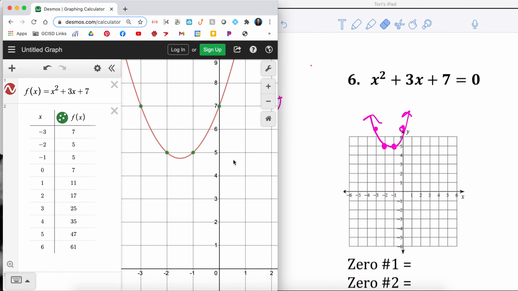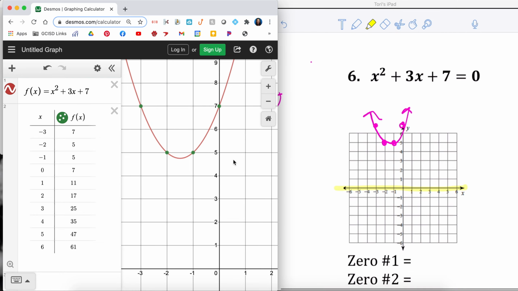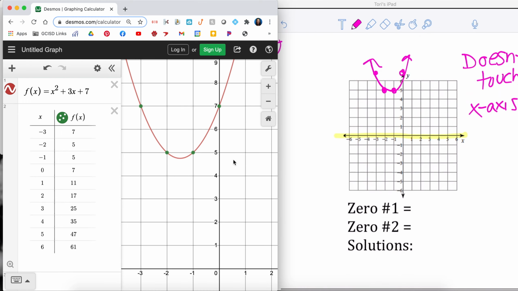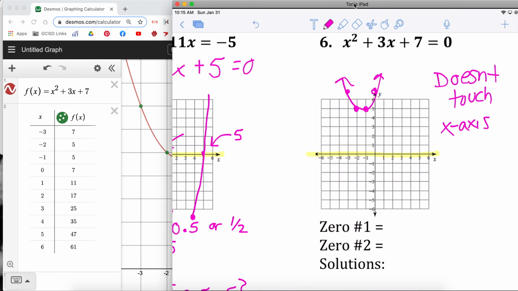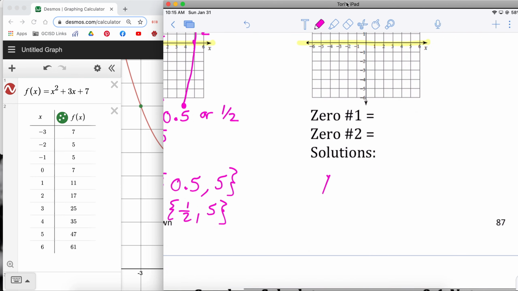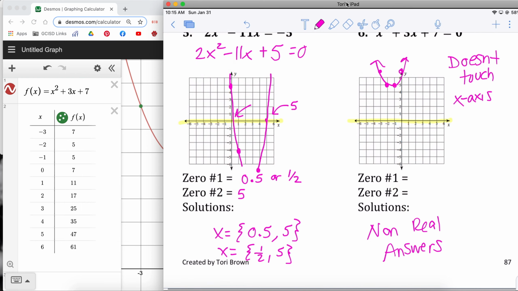So if I asked you, how many times does this graph cross the x-axis? You would say none. So let's make a note. Doesn't touch x-axis. So if I can't have a number and I don't have any answers, think about what we normally say to that. How would we normally answer those questions? Well, we would say it has non-real answers. Don't say none, don't say NRA. I am not going to give you credit for that. You need to type out the words non-real answers. Okay? That's the answer you're going to use anytime you type it into a graph and you notice it doesn't cross the x-axis. I just don't have an answer.